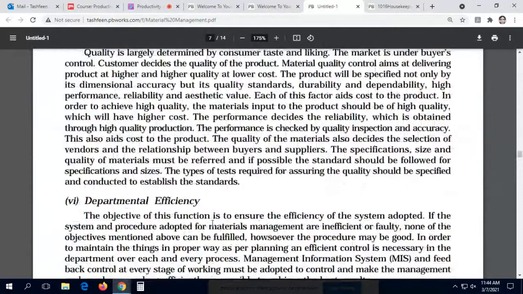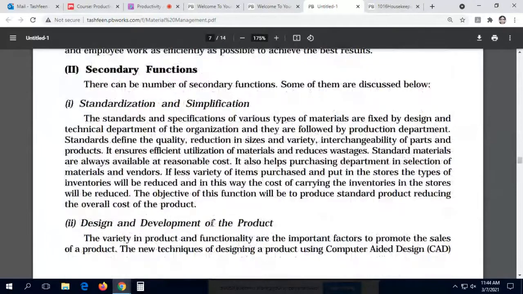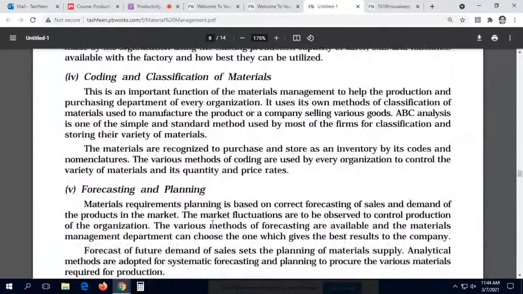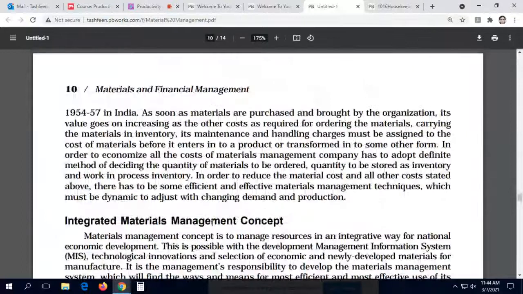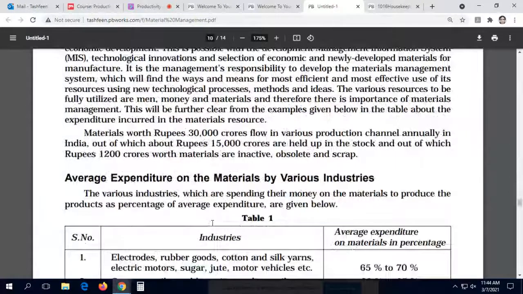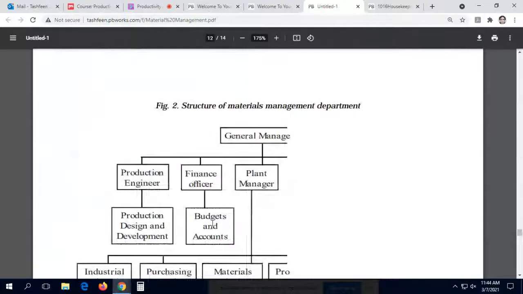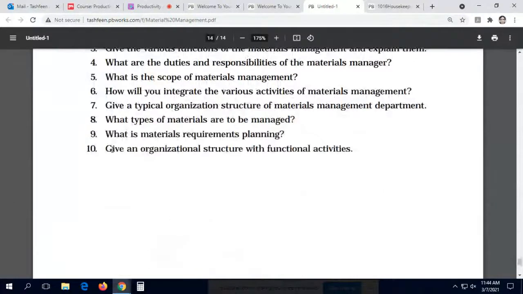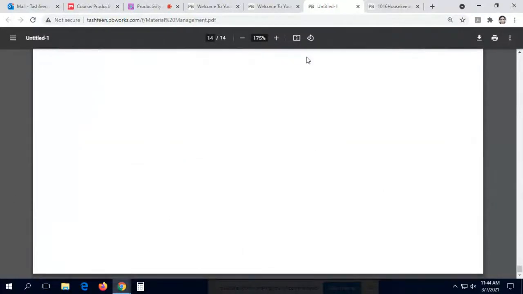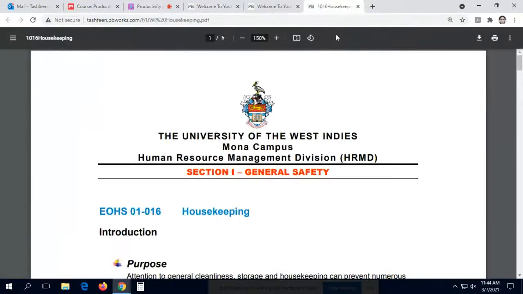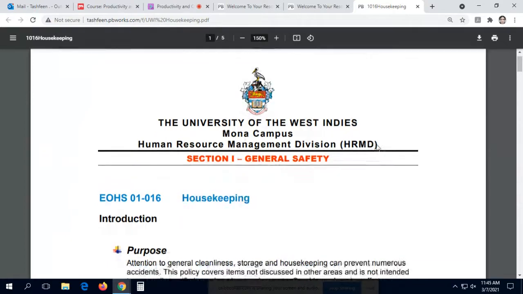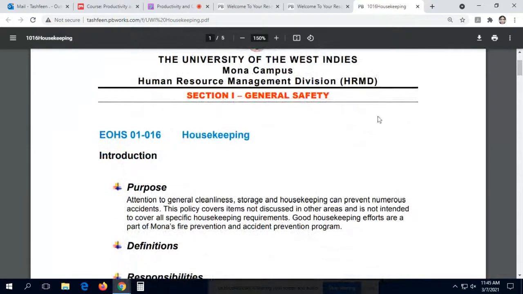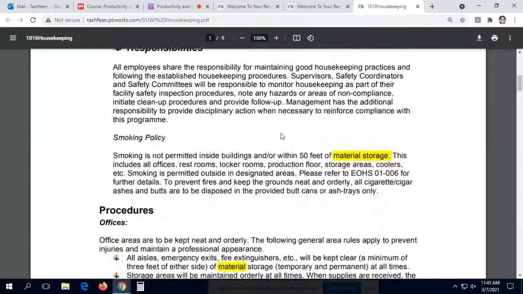Quality control for materials. If there is some terminology in this which I did not discuss, please run a Google search on that and try to know that. But don't just limit yourself to what I have posted. Scan through some more material on material management and so on. This is the University of West Indies, HR, MD. You can scan through this.